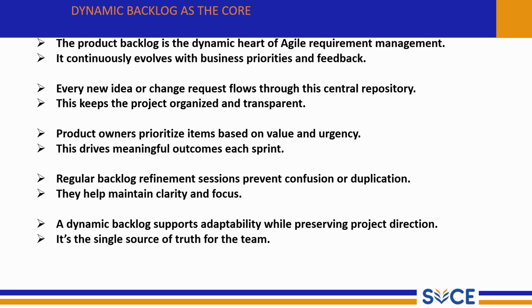It is the single source of truth for the team. In Agile, there is no need for multiple requirement documents. Everything is inside the backlog. So, if anyone has doubts about the project requirements, the product backlog is the one reliable reference for the entire team.